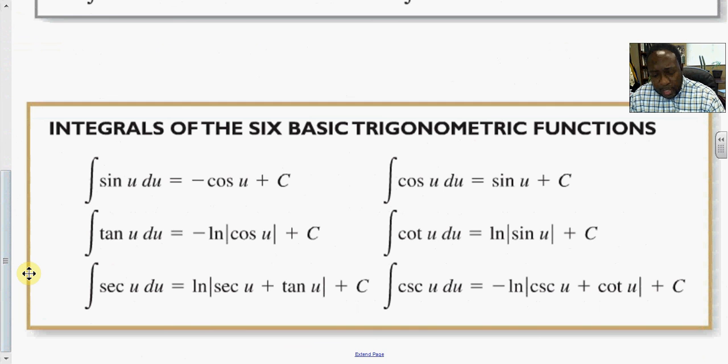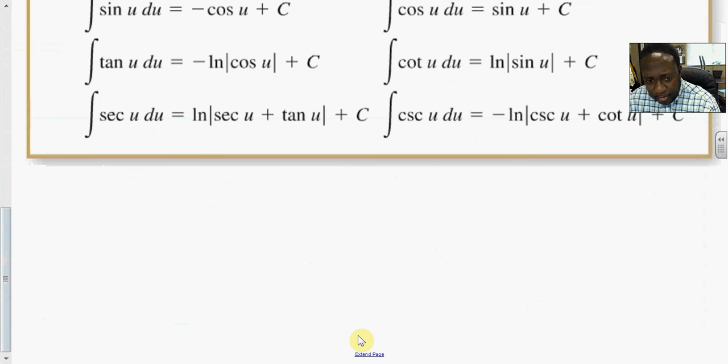You notice that in the trigonometric functions, some of the integrals are based on the natural log. I'll take one just to highlight. The integral of sine is just negative cosine. The integral of cosine is just sine. But what about the integral of tangent u du, which is negative natural log of cosine plus a constant? And likewise with the integral of cotangent, and the integrals of secant and cosecant. Let me just highlight the integral of the tangent here.